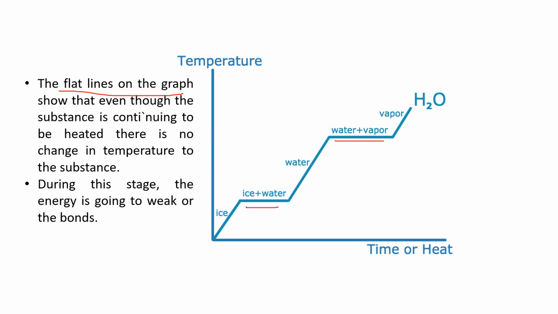This one is one flat line, the other flat. The heat is continuously added from this point to this point, but no change. The condition is still ice plus water. There is no change in temperature. Similarly, for this one, the heat is continuously added at a condition of water plus vapor, but there is no change in temperature within this region. During this stage, the energy is going to weaken the bonds.